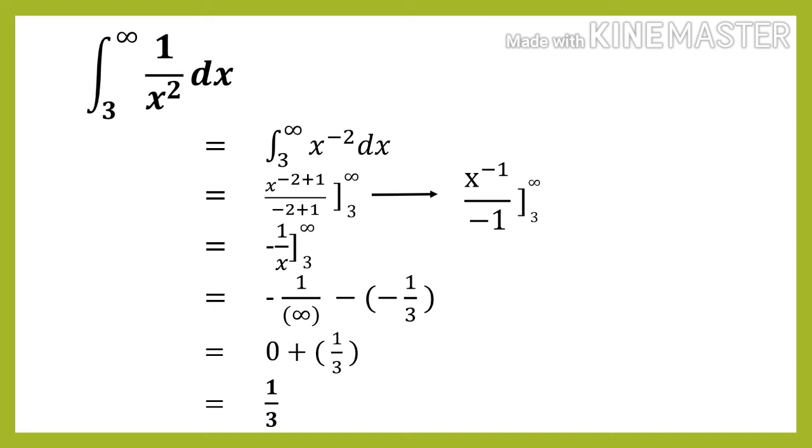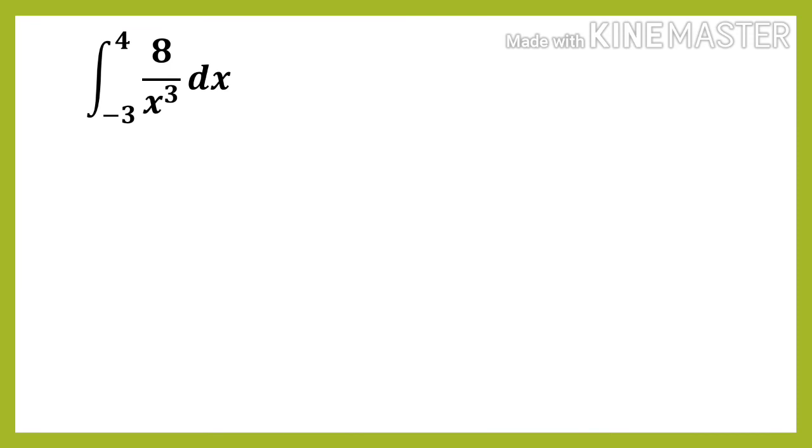Next, let's integrate this function: 8 over x raised to 3 from negative 3 to 4 dx. Just like in the previous example, the first thing that we must do is to rewrite this expression. Let's take that x variable and move it to the top before we integrate it. So we will have 8x raised to negative 3 dx. So now, let's find the antiderivative of this expression by also using the power rule. So 8x raised to negative 3 plus 1, so it's gonna be negative 2 over negative 2.